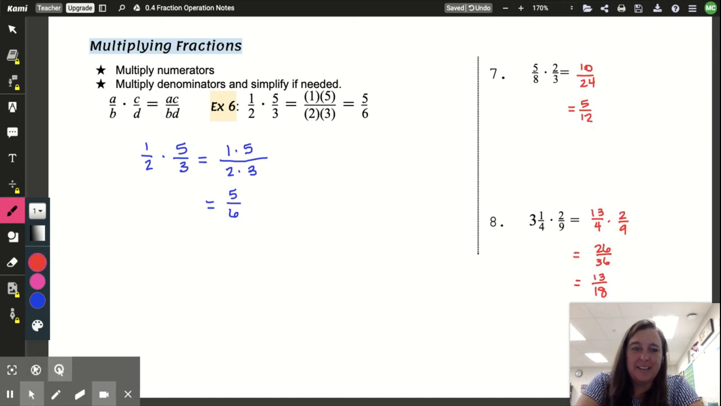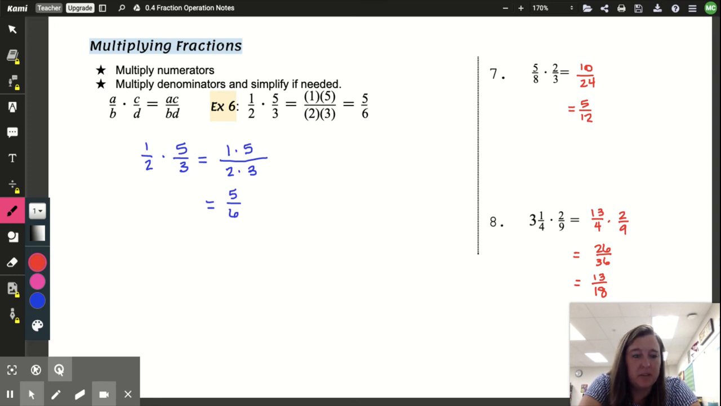Okay, welcome back again. So number 7, you should have gotten 5/12 as the reduced answer. Just the multiplication would result in 10 over 24, but 10 and 24 are both even numbers, so they're both divisible by 2. So you do have to divide out 2, and you get 5/12. On number 8, you did have to change the 3 1/4 into an improper fraction from a mixed number before you could do the multiplication.